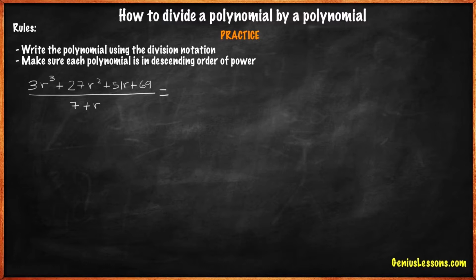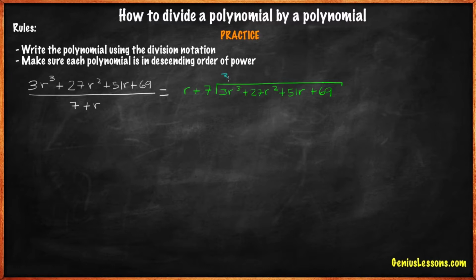Let's write the polynomial using the division notation. Let's write the 7 plus r in the outside and 3r cubed plus 27r squared plus 51r plus 69 in the inside. Make sure each polynomial is in a descending order of power. And they are not. 7 plus r is not in descending order of power, so we will rewrite this as r plus 7. Now we need to find out what times r will give us 3r cubed.